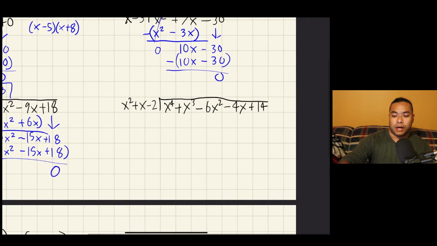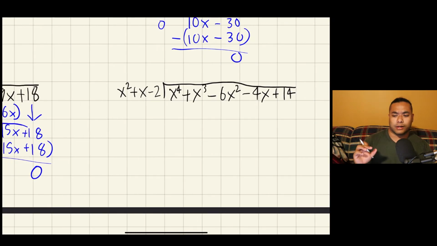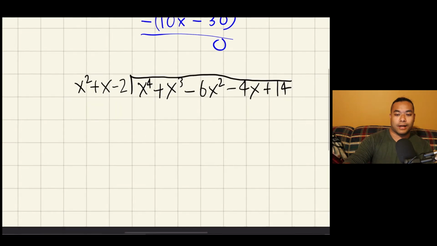So I think this one is the example where you're going to have a remainder. So if you want, try it on your own. Pause the video. Okay, unpause. Let's see what we get. I have x squared. How many times does x squared go into x to the 4th? Well, x squared times x squared would give me x to the 4th.